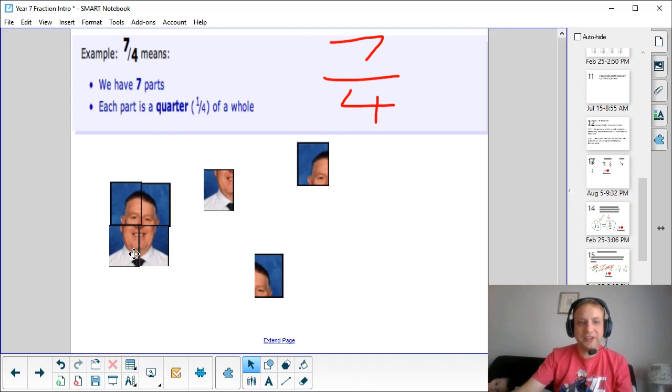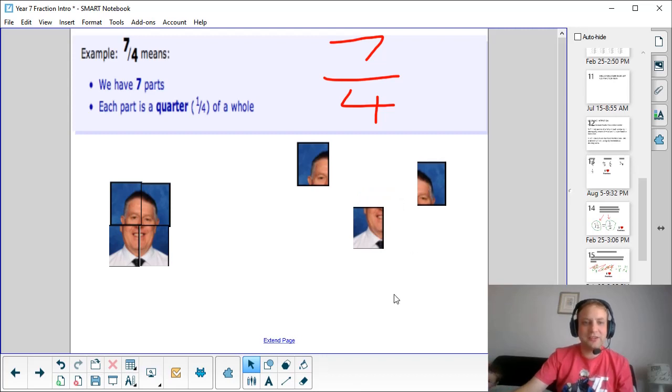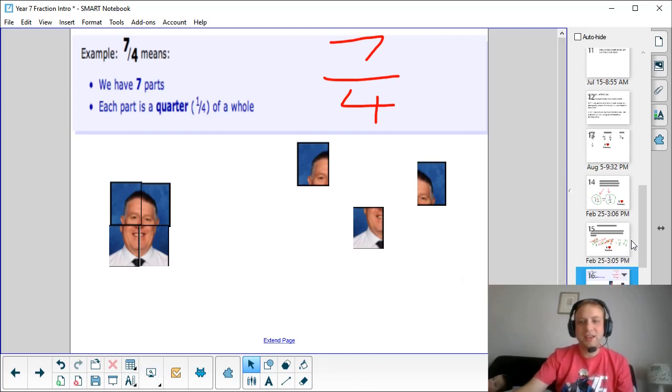So I've put one of my wholes together. I took my 4/4 and I made a whole out of it. But then I've got these 3 other pieces left over. Okay, so what that means is I've got 1 whole and I've got 3/4, and that's going to be the mixed number that will come out of this.